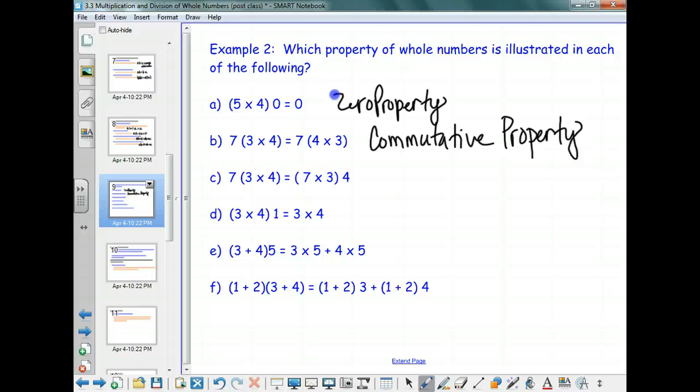All right, how about a third one, C? That's associative, right? Different numbers inside those parentheses, but the order's still the same. It goes 7, 3, 4, 7, 3, 4. So this is associative.